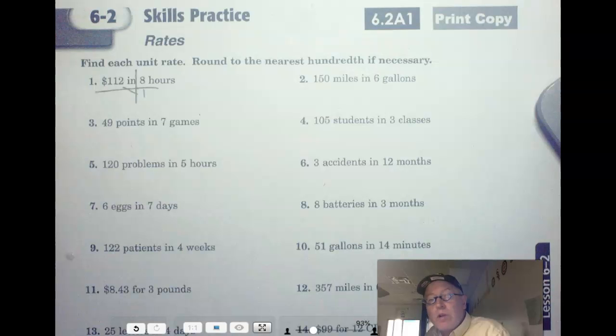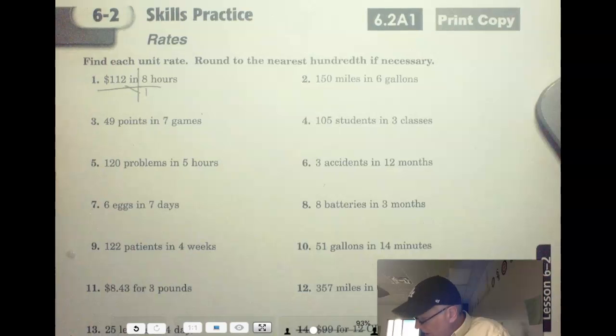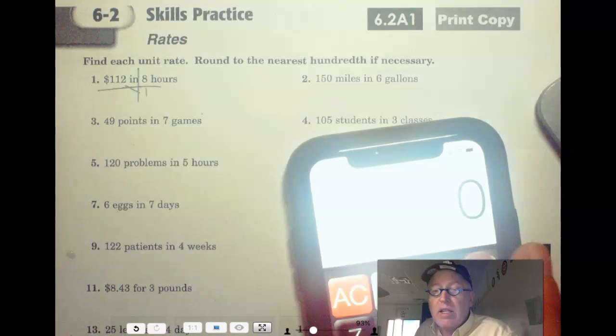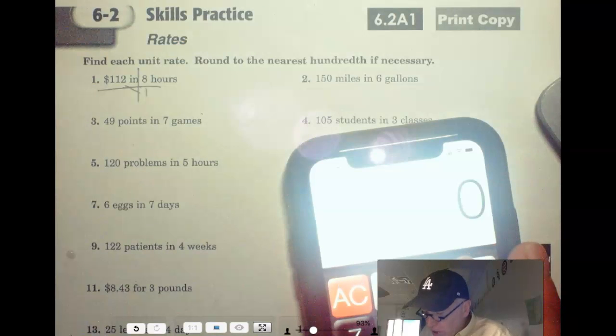Hello, this is a tutorial on 6.2a1. This is going to be finding unit rates. I think the trick in finding unit rates is just figuring out which one you put the 1 under, because it's just simply a box with a 1. People say, well, you can just divide them. You can just divide them, but I think it's very handy to use the box to help organize your thinking.